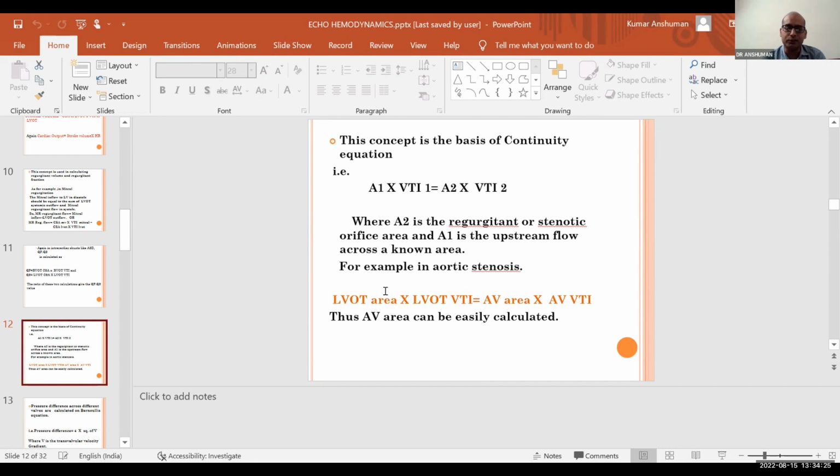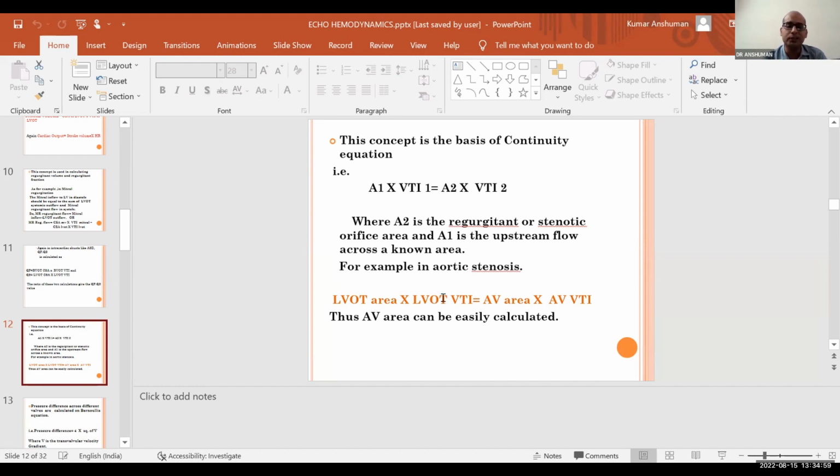VTI of the LVOT, and cross-sectional area, you know, pi r square: you just get the diameter, half of it is r, square it and calculate, and take a pulse wave Doppler here. The only thing you have to keep in mind is that LVOT VTI must be calculated with pulse wave. If you apply continuity wave, it will give the AV VTI, because this is the basic difference between pulse wave and continuity wave: in pulse wave you take an instantaneous, point-specific measurement. So this is the LVOT VTI where you apply pulse wave.